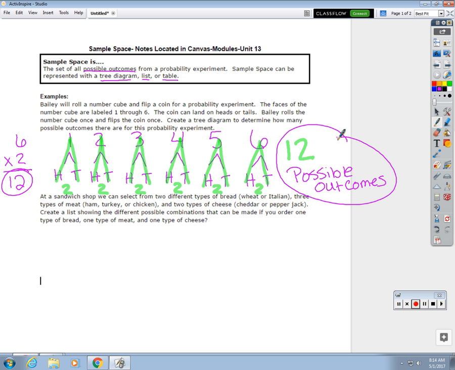Okay, at a sandwich shop, we can select from 2 different types of bread. We can get wheat or Italian, 3 types of meat, ham, turkey, or chicken, and 2 types of cheese, cheddar or pepper jack. We're going to create a list to show the different possible combinations that can be made if you order 1 type of bread, 1 type of meat, and 1 type of cheese. So let's start with our wheat. I'm going to have W for wheat.